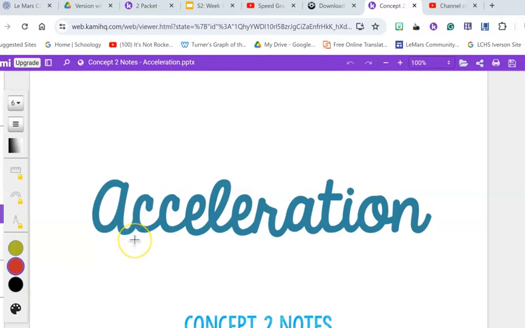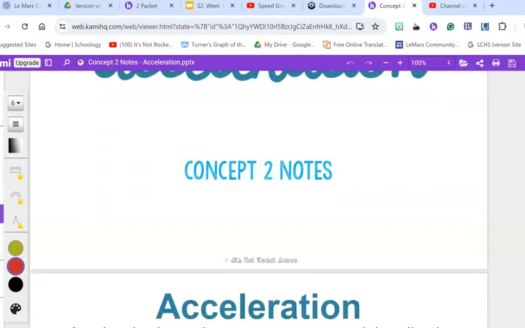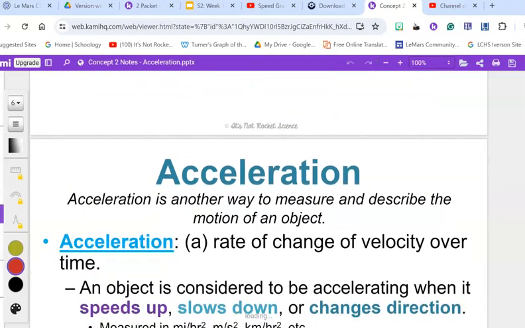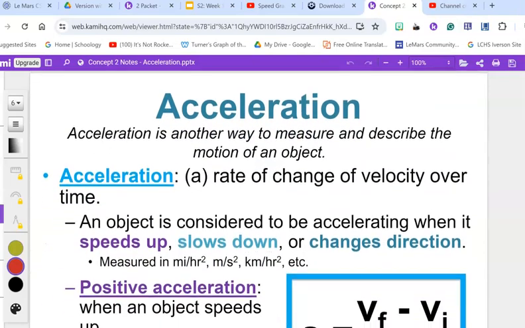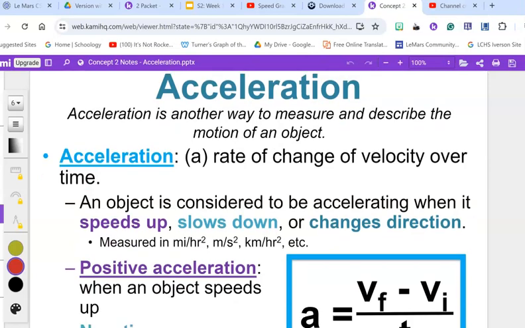Okay, well, we got through a lot of stuff there, so good job. You should be through graphing and speed, and now we're moving on to acceleration. So now you're going to need out your notes on acceleration. And yours are really more fill in the blank. So acceleration is another way to measure and describe the motion of an object.